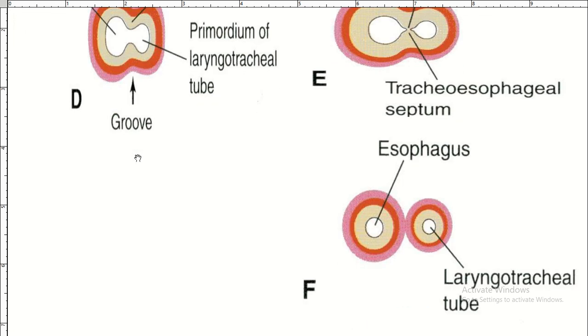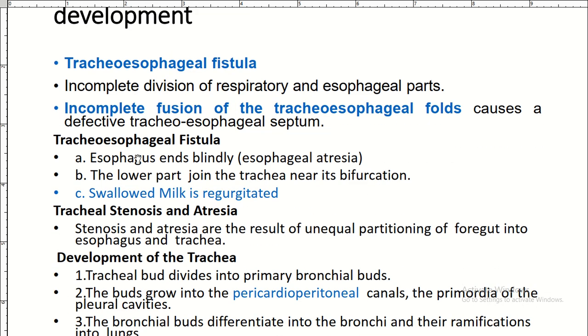So if you see a baby choking every time the baby drinks milk, it's more likely to be tracheoesophageal fistula, where the milk is not getting to the stomach, but rather it's getting to your respiratory system. Incomplete fusion of the tracheoesophageal folds causes a defective tracheoesophageal septum. You understand? So if we have a defective tracheoesophageal septum, you're going to have communication between these two.